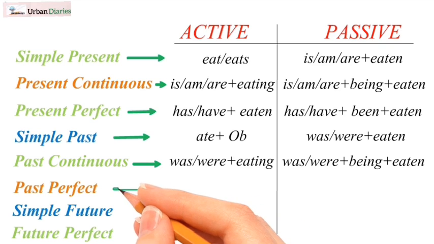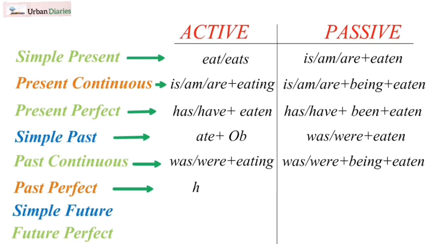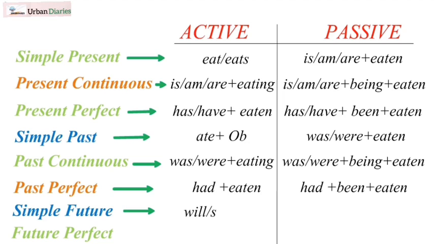Past perfect, in active voice we'll write I had eaten the apple, and in passive voice we'll write the apple had been eaten by me. We don't make past perfect continuous. Let's move on to simple future now. In active voice we write I will eat the apple. In passive voice I'll say the apple will be eaten by me.